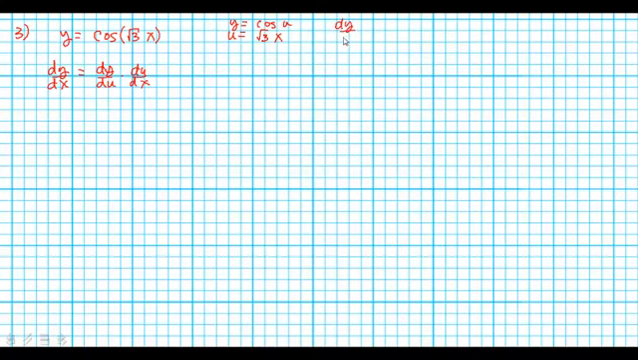Dy dx, let's see, dy du here would end up being negative sine of u, and then du dx ends up being root 3, and so dy du negative sine of u times square root of 3, or negative square root of 3 times sine of u, but u is root 3 times x. Similarly, using the inside-outside mantra, we get the derivative of the outside, which is negative sine, keep the inside the same, multiply by the derivative of the inside, and you see that we get the same answer.